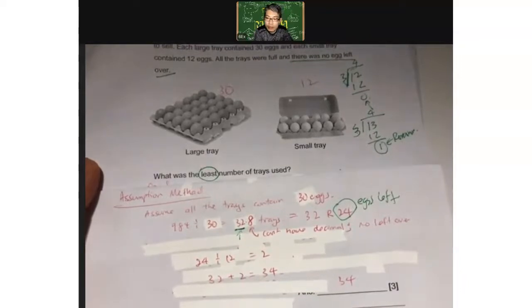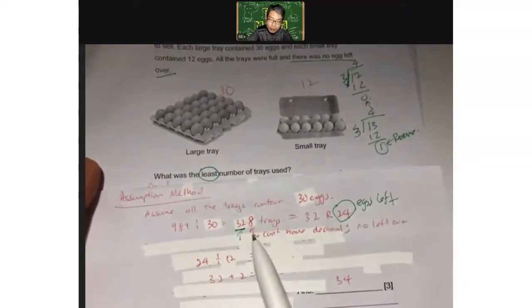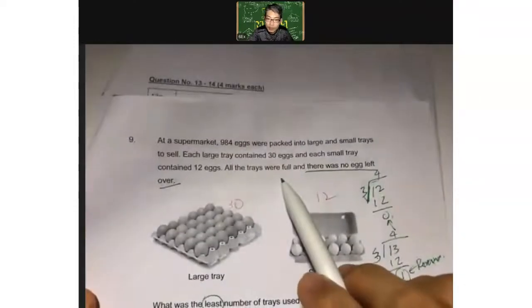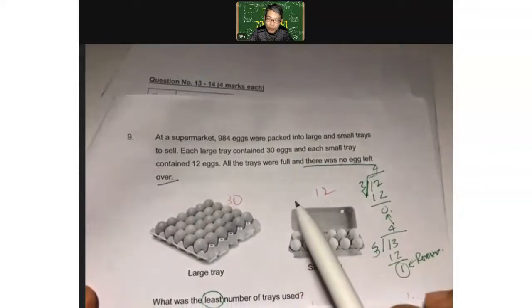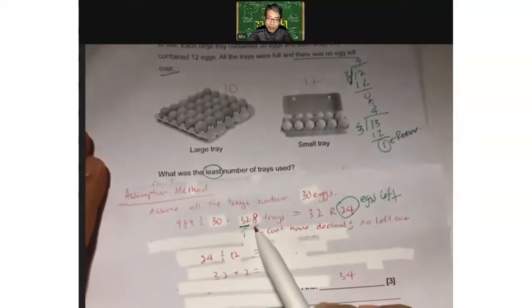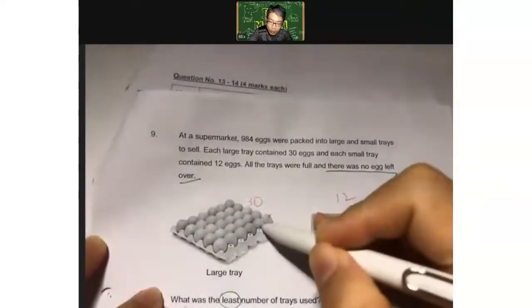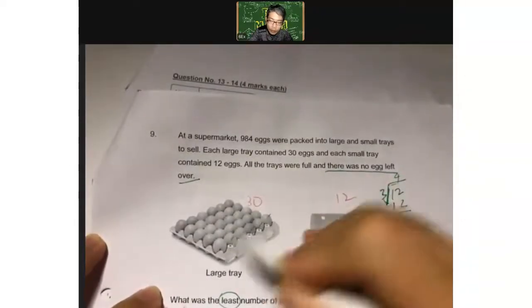So these 24 eggs will fill up 0.8 of one big tray. But since we want all the trays to be full, we can't use the big tray for the last 24 eggs. Otherwise, there will be like 6 gaps. 1, 2, 3, 4, 5, 6. 6 gaps with no eggs.